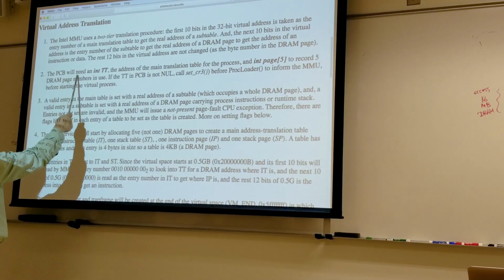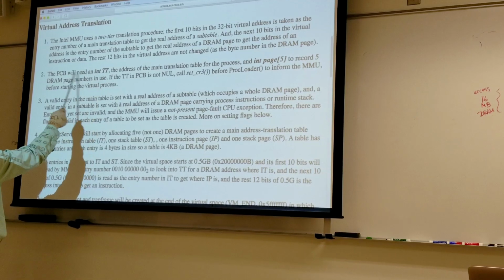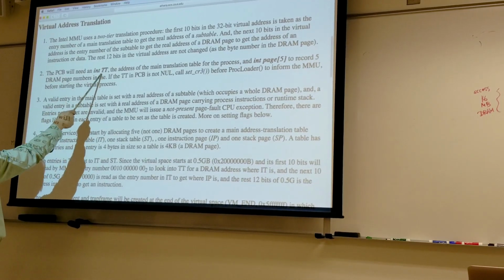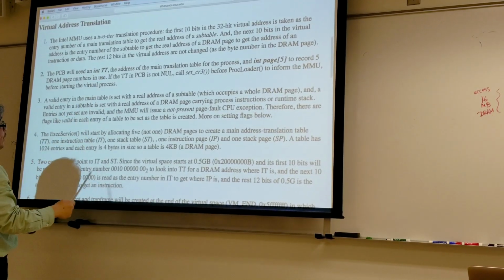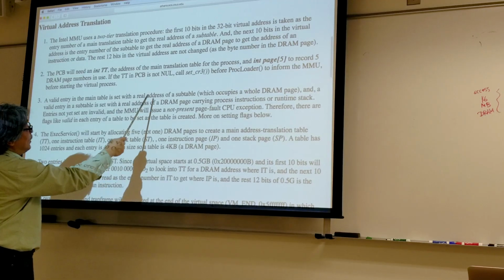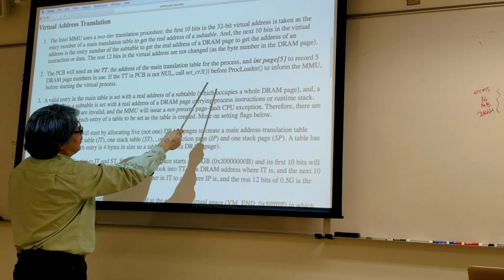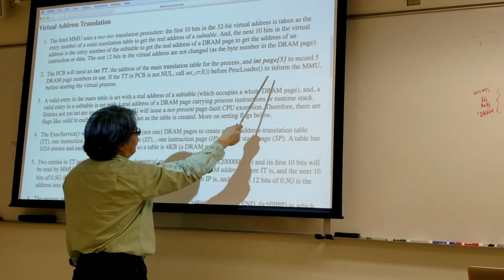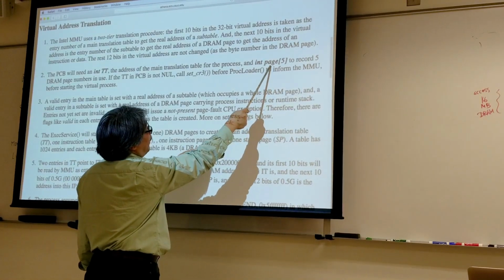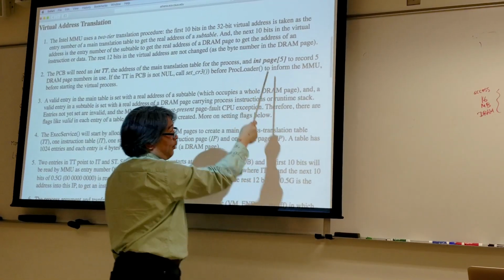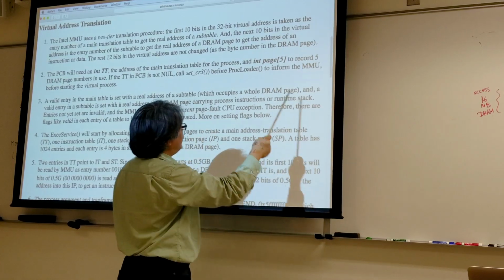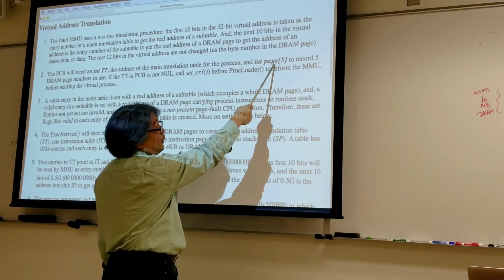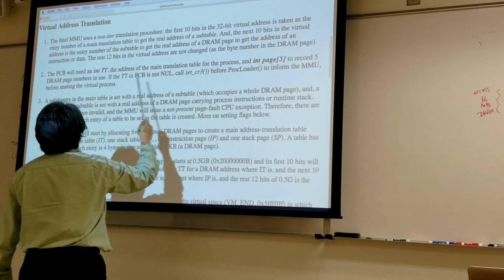The PCB will need a data structure in the process, the PCB will need to have a TT. So every process has a different TT. Okay. So that is the main translation table address in the DRAM. And then the 5 pages. Okay, we're going to have 5 pages to start. We're going to have 3 table pages and 2 for the instruction and stack. So we need 5 pages.